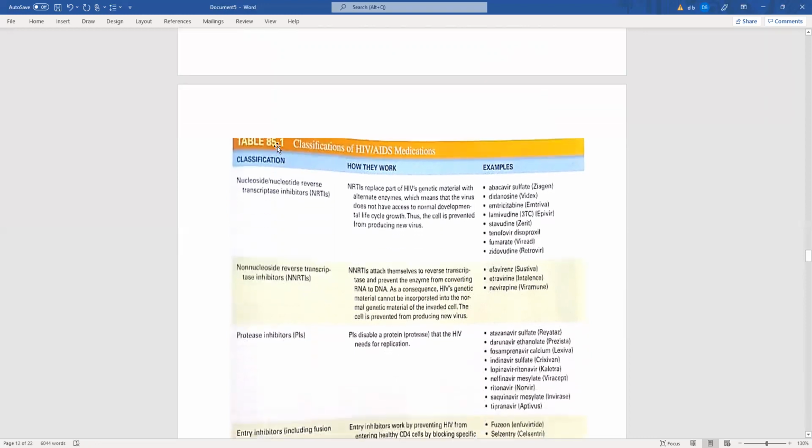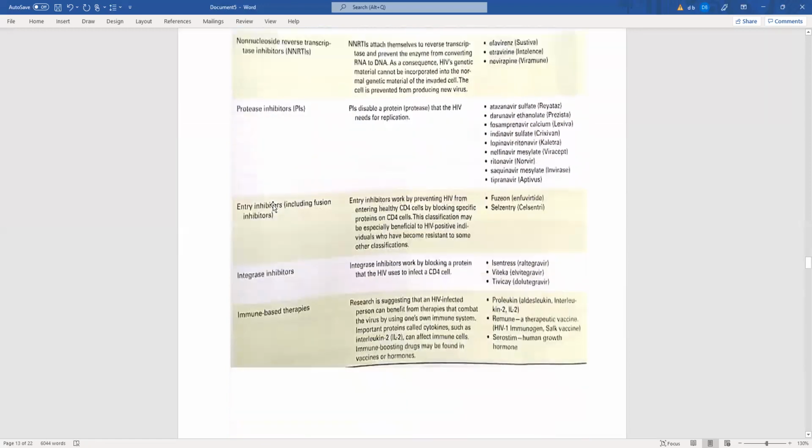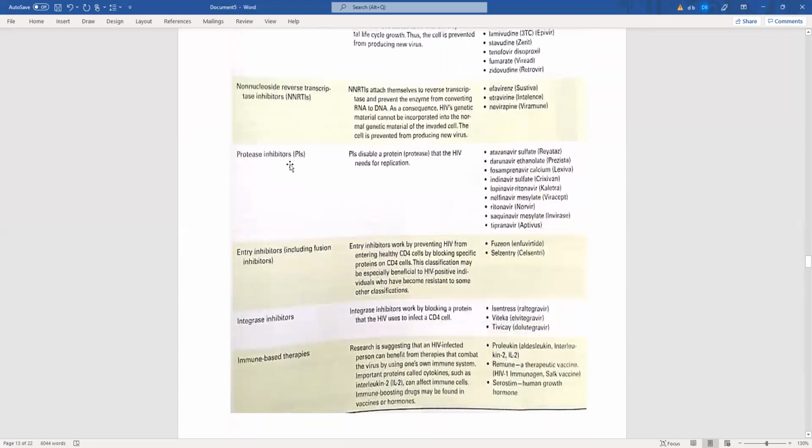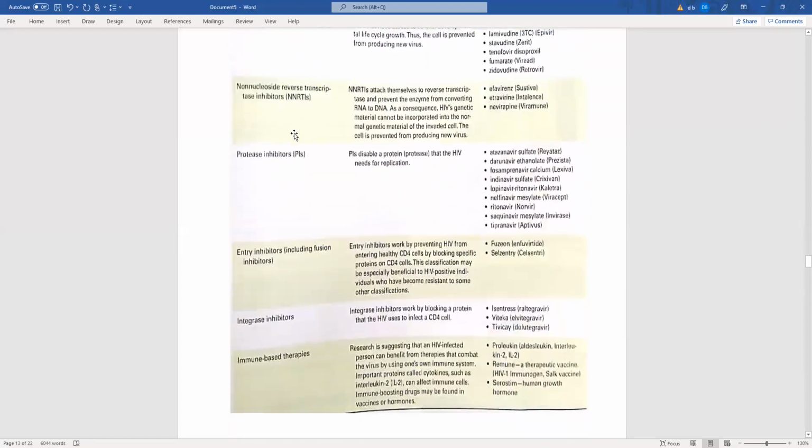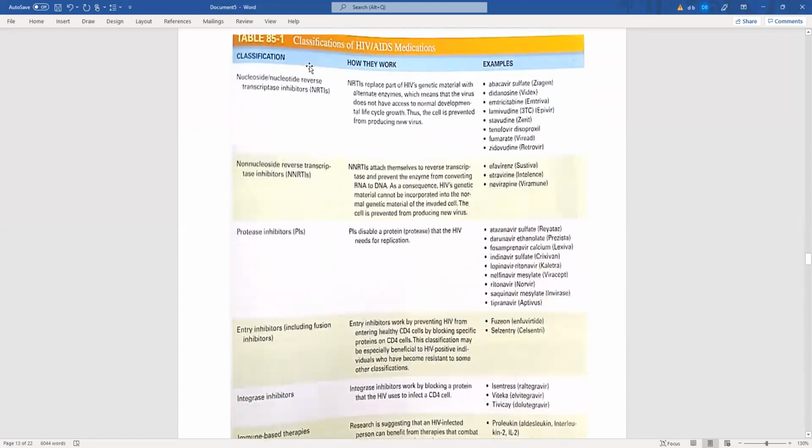Okay, so the table 85-1, classification of HIV/AIDS meds. How many are these? One, two, three, four, five, six, seven, eight. Okay, so this is what, five? One, two, three, four, five, six. Okay, so classifications and how they work.